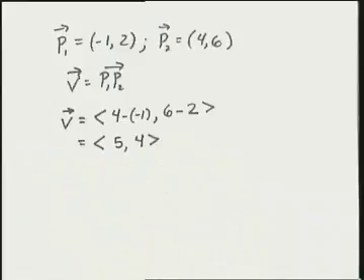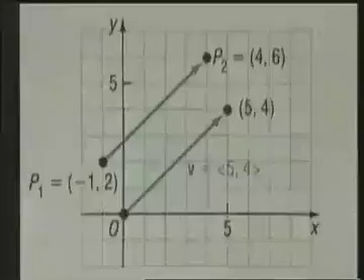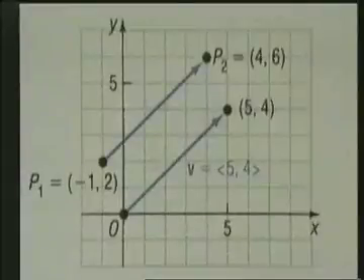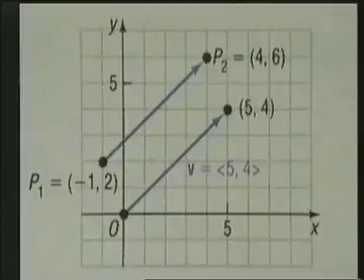What we want to do now is look at the graph comparing the directed line segment from P1 to P2 with the position vector v. What you should notice is that the vectors are the same magnitude. In other words, the line segments are the same length, and they're in the same direction.